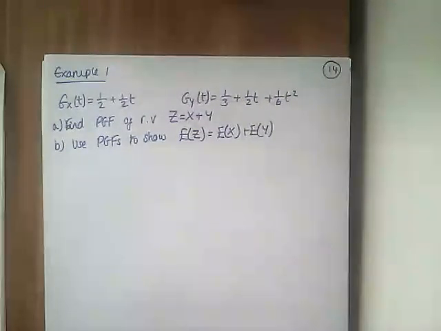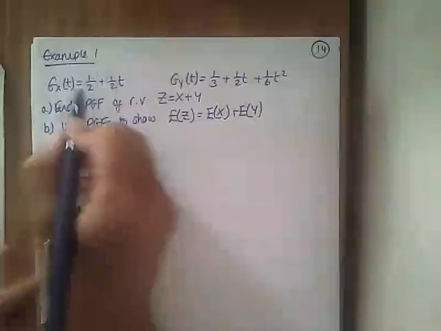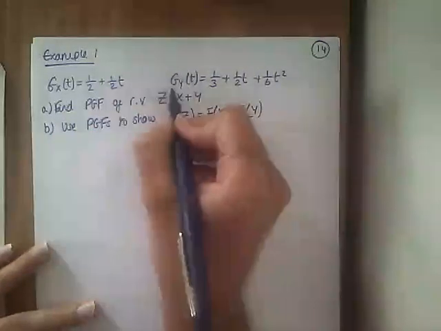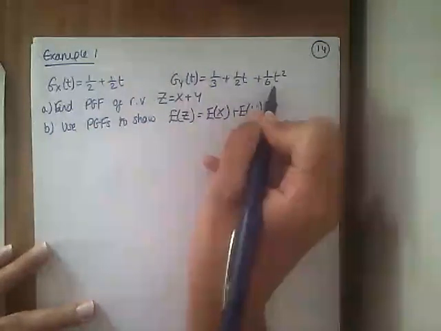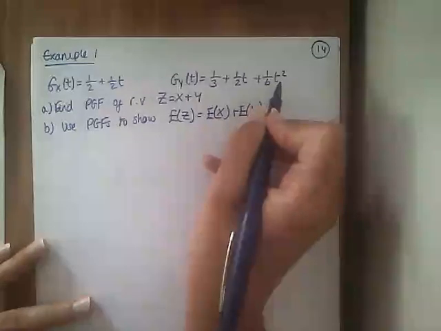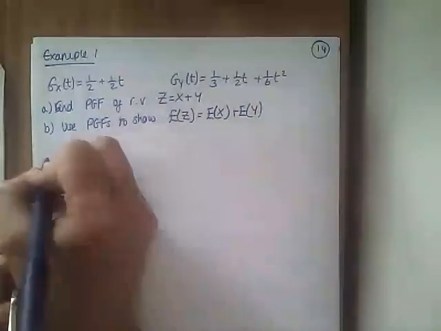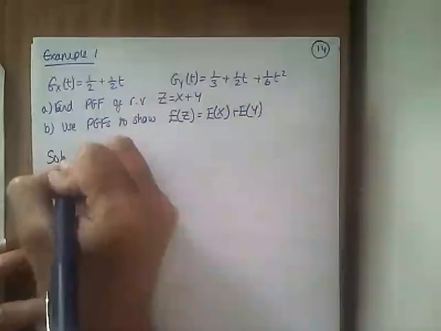Yeah, they're not the same. They just look similar. So we've got g of x is a half plus a half t, and g of y is a third plus a half t plus a 6t squared. And we've got to find the PGF for z, which is x plus y.